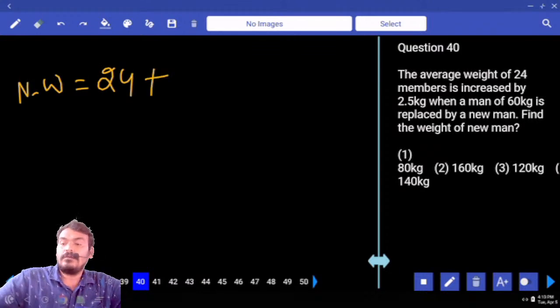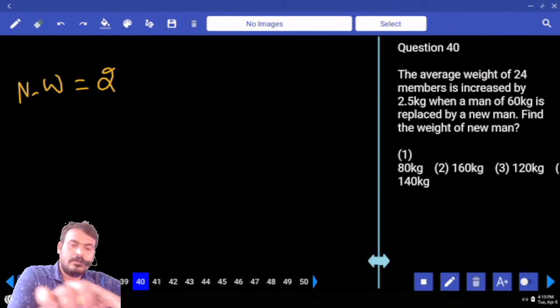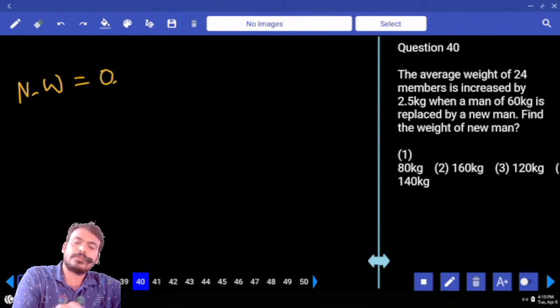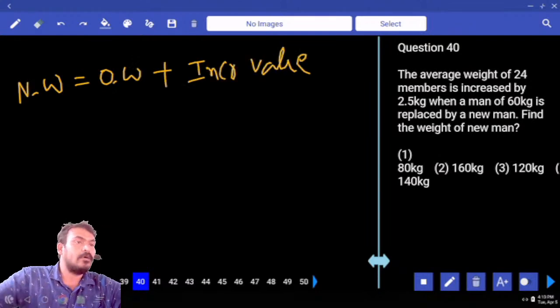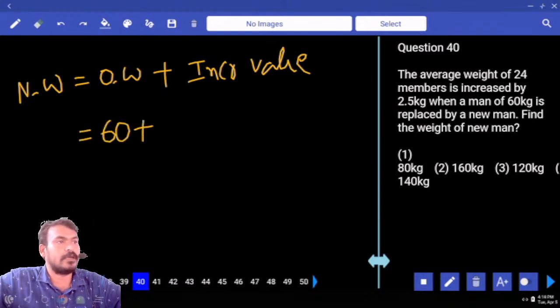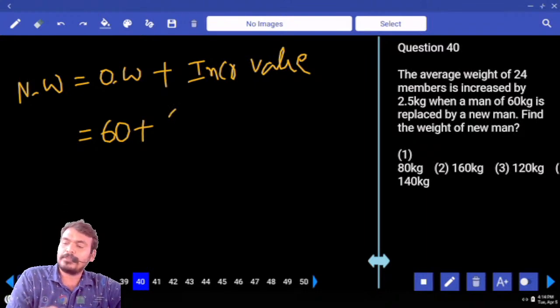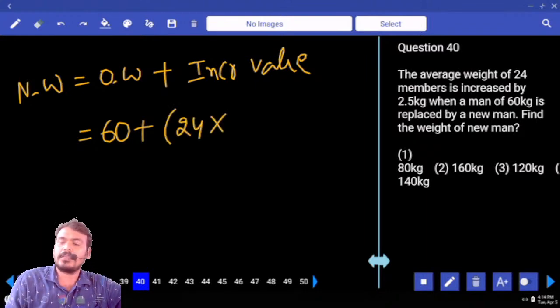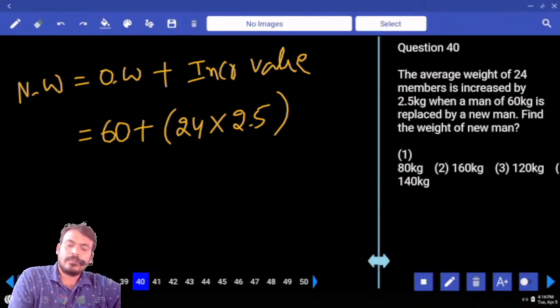What is the number of persons? 24, or not? New weight is equal to which one? Old person weight plus which one? Increased value or decreased value? Increased value. What is the old person weight? 60 plus increased value. Increased value is nothing but number of persons into average increased. What is the number of persons here? 24. Average increased value 2.5, or not? 24 into 2.5, 60, or not? 60 plus 60, 120, or not?